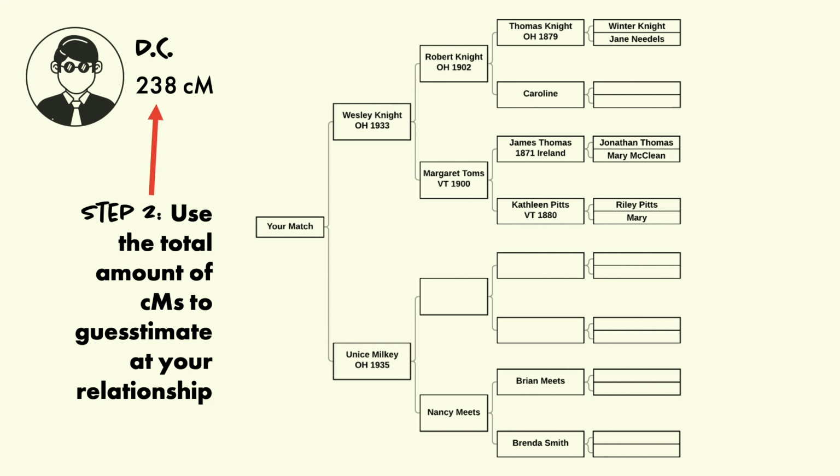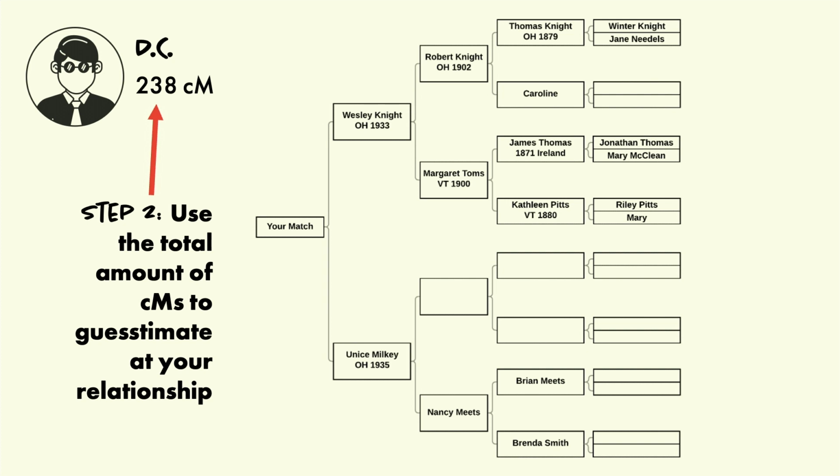So here's the thing about DNA and centimorgans. We think of DNA as being like this exact science that tells us exactly how we're connected to people, but it really doesn't. That total amount of shared DNA could have one of many possible relationships to you.